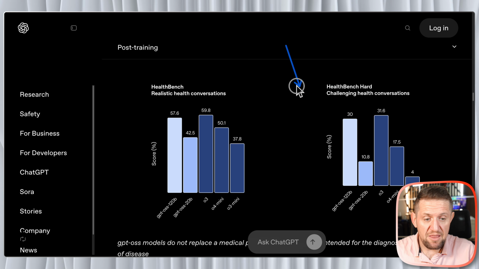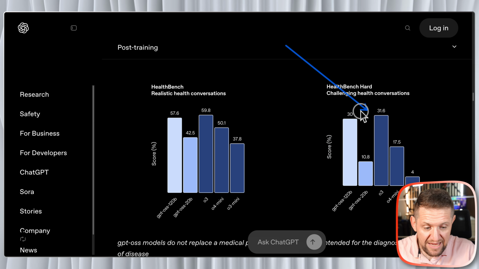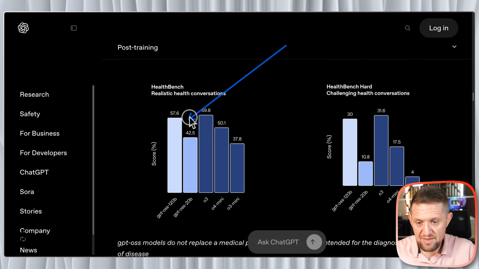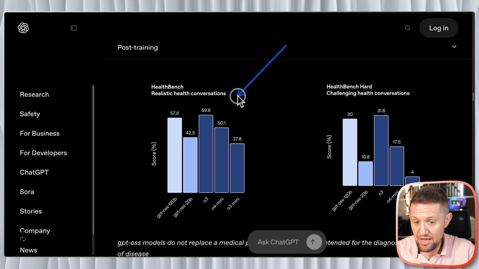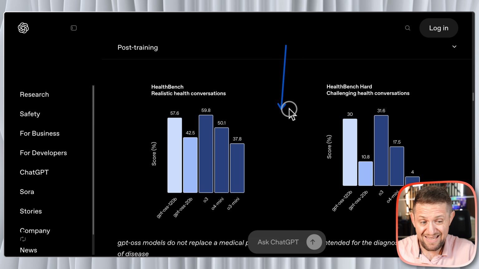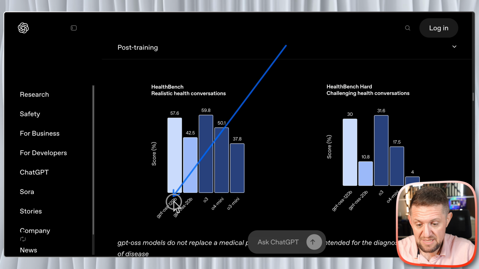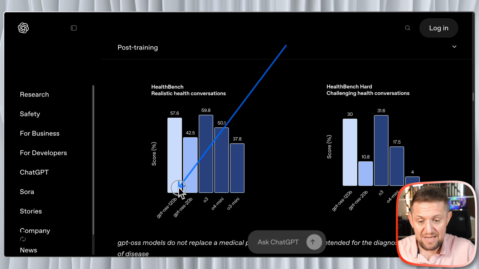This is HealthBench, and here you can see that the 120B is neck and neck with O3 in performance. And the same goes for the realistic health conversations. It's 57.6, this is 59.8. It is neck and neck with a state-of-the-art model. This is super impressive for the 120B OSS GPT model.